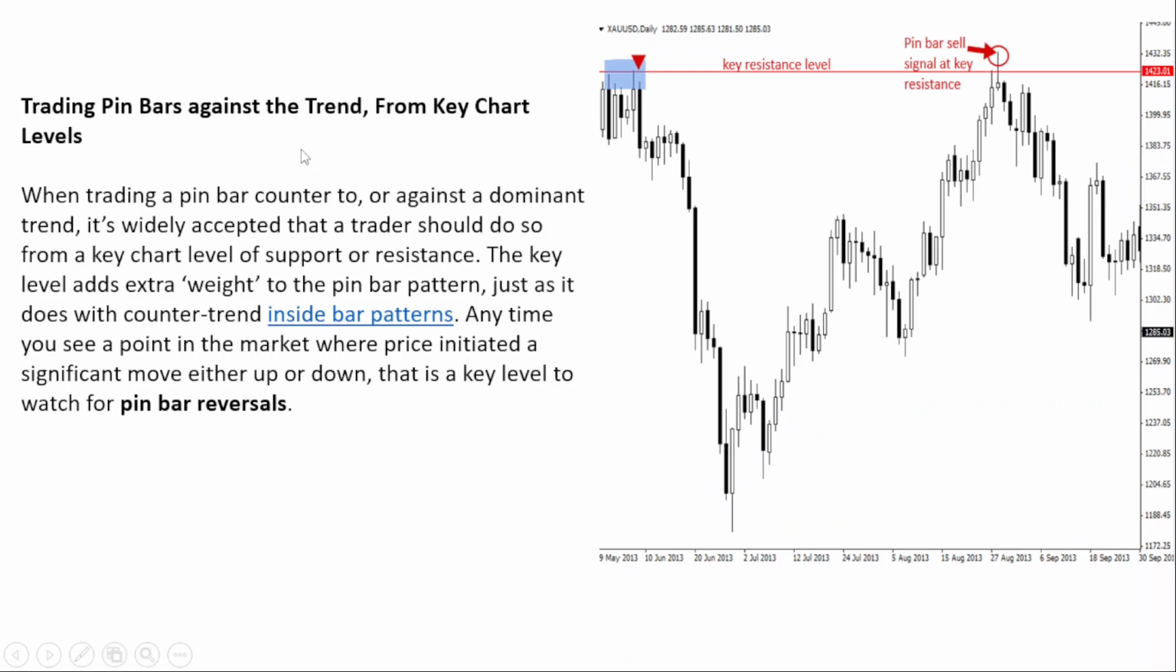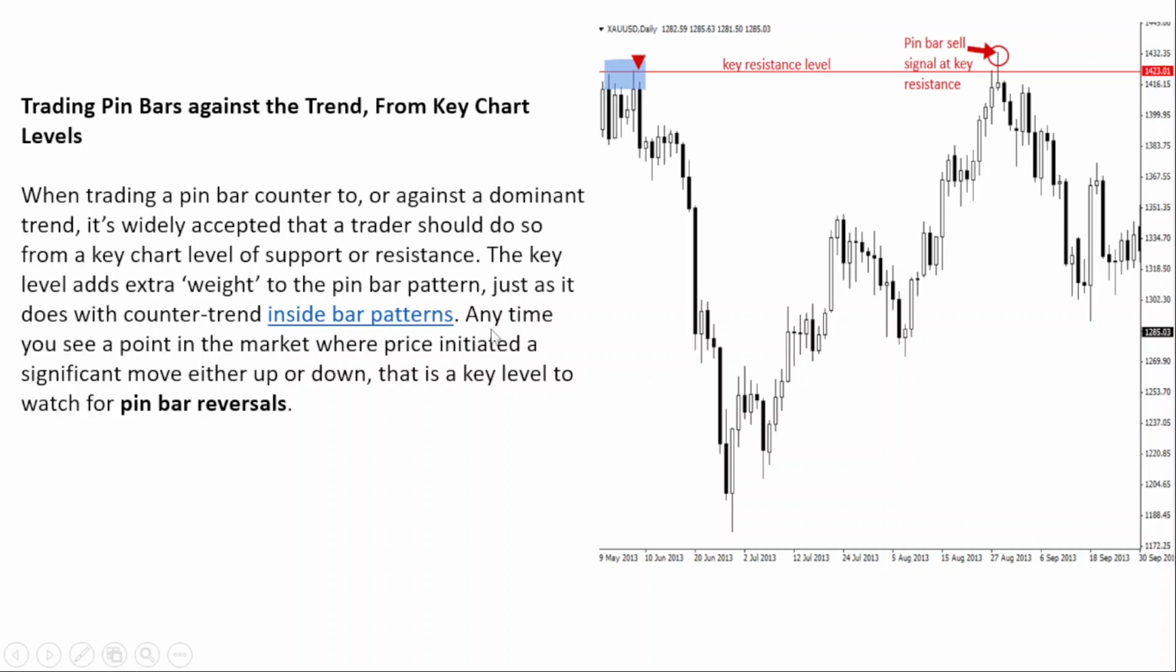Same way, pin bars against the trend from a key chart level. When trading a pin bar counter to, or against, a dominant trend, it's widely accepted that a trader should do so from a key chart level of support or resistance.